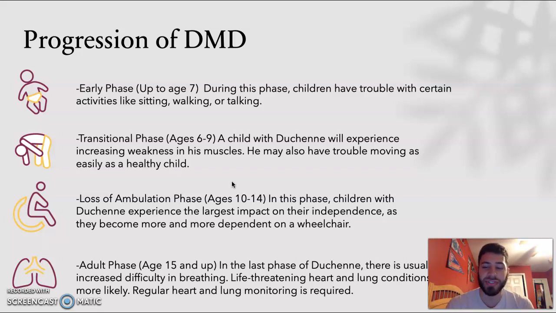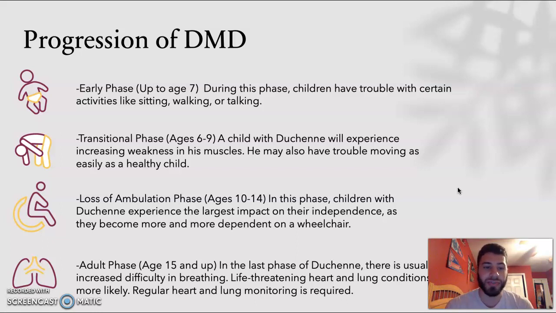The next phase is the transitional phase, which ranges through the ages of 6 to 9. In this phase, a child with Duchenne will experience increasing weakness in his or her muscles. He or she may also have trouble moving as easily as a healthy child compared to others. The next phase is the loss of ambulation phase, which usually occurs at the age of 10 to 14.